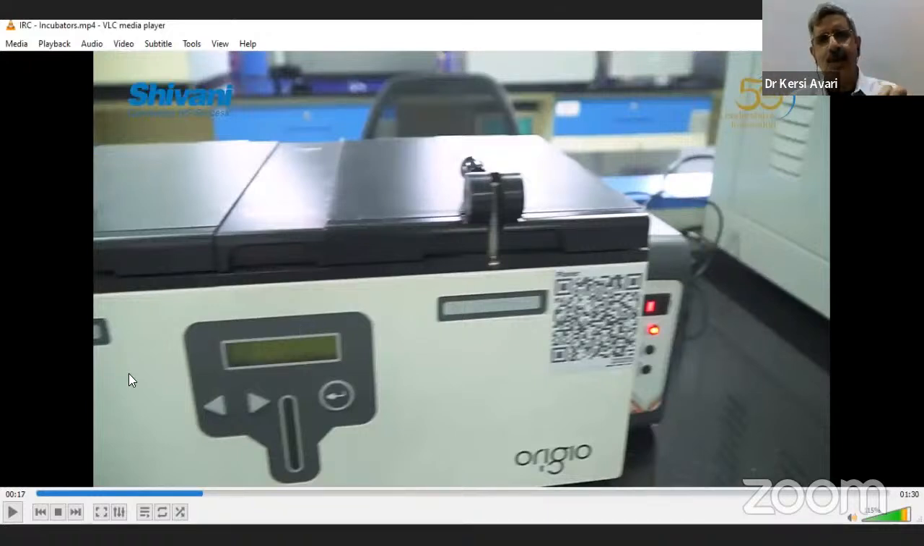Now a little disadvantage over here is that there are 4 dishes of 4 different people. So when you want to see one, the others are compromised. This is taken care of in another incubator, which I'll show you.